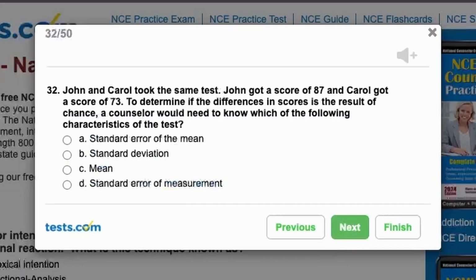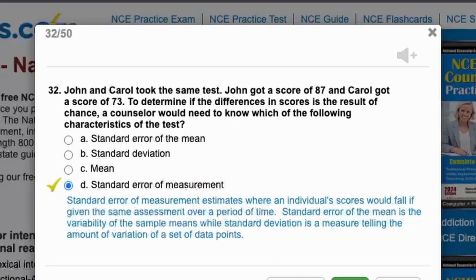John and Carol took the same test. John got a score of 87 and Carol got a score of 73. To determine if the difference in scores is the result of chance, a counselor would need to know which of the following characteristics of the test: A. Standard error of the mean, B. Standard deviation, C. Mean, or D. Standard error of measurement.